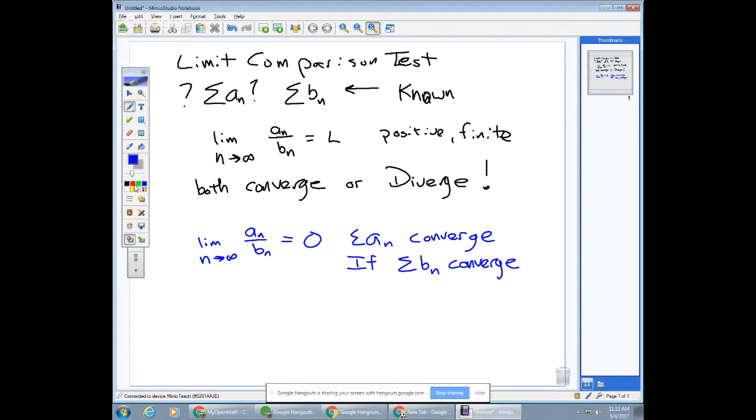So that's dangerous. Going the other way, the other edge, the opposite of 0, is infinity. And so if the limit as n increases of our A sub n over B sub n, the ratio of our terms of the two different series, happens to grow without bound, then the A sub n's diverge if the B sub n's also diverge. And I'm still assuming that B sub n is my known series, A sub n is my unknown series.